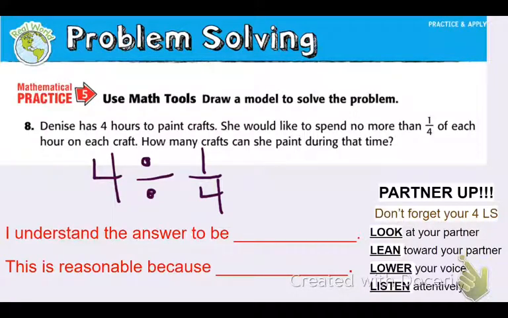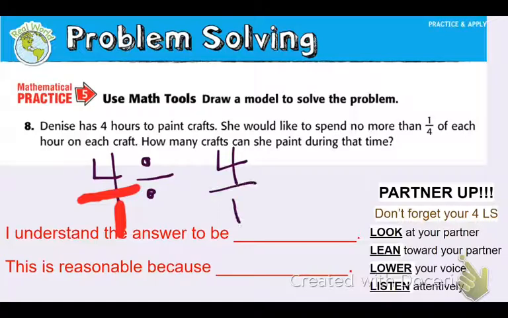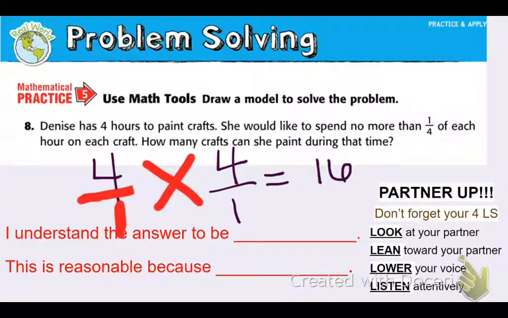Well, step 1, we're going to go ahead and make that whole number turn into a fraction by putting it over 1. And then step 2, we're going to change the right fraction so it's the reciprocal. 4 becomes the numerator, 1 becomes the denominator. Step 3 is to times or multiply. Now I can go ahead and solve. 4 times 4 is 16. 1 times 1 is 1.